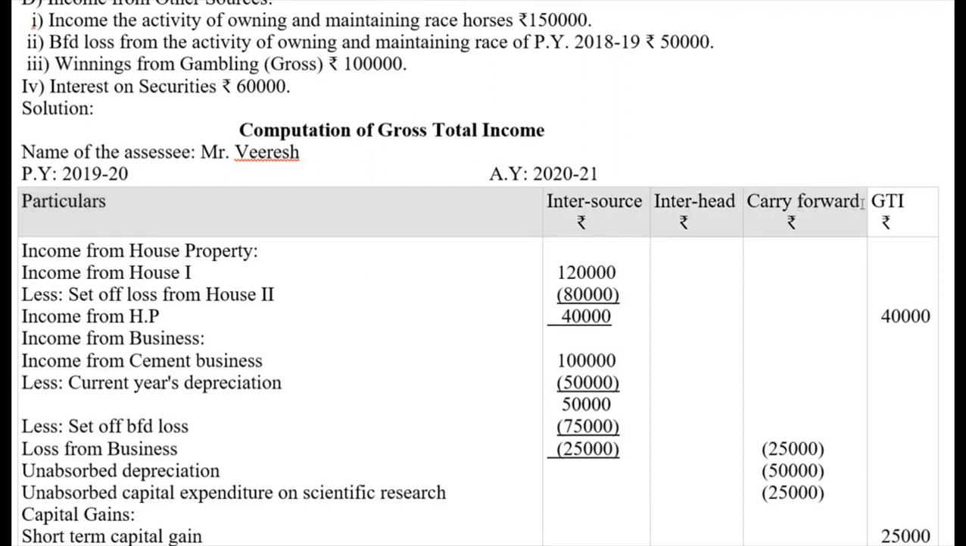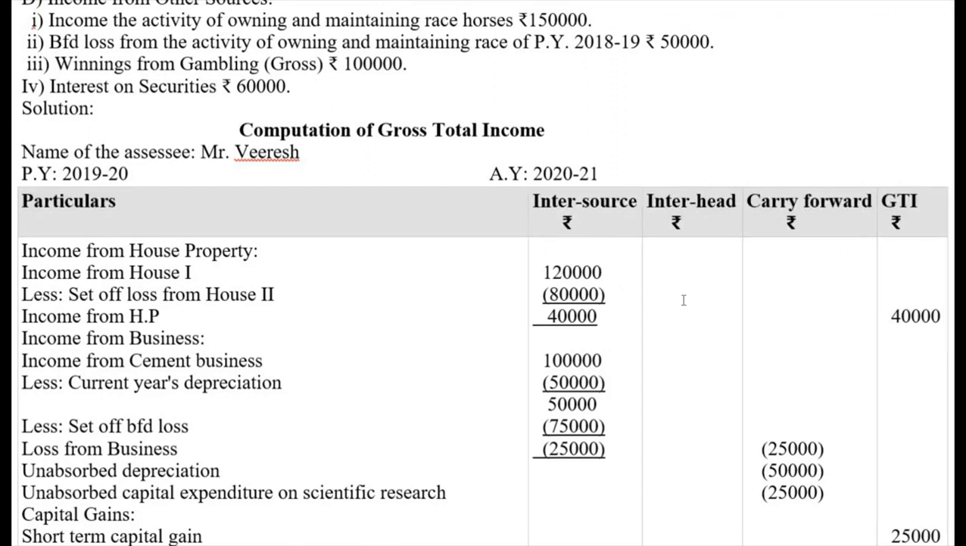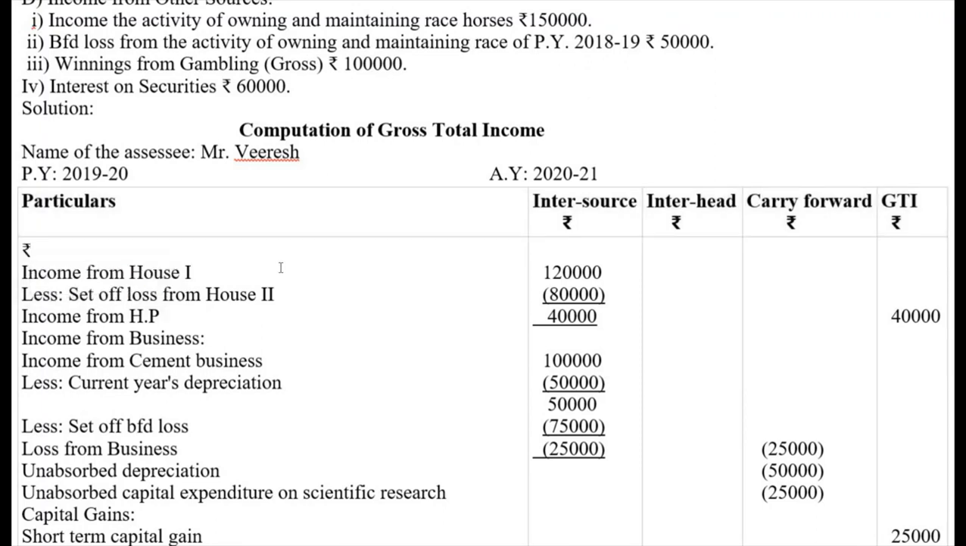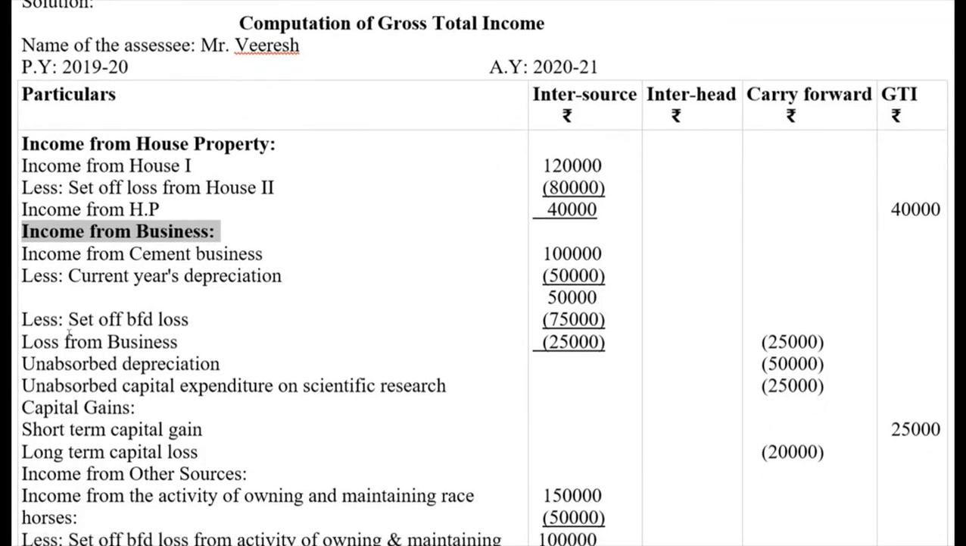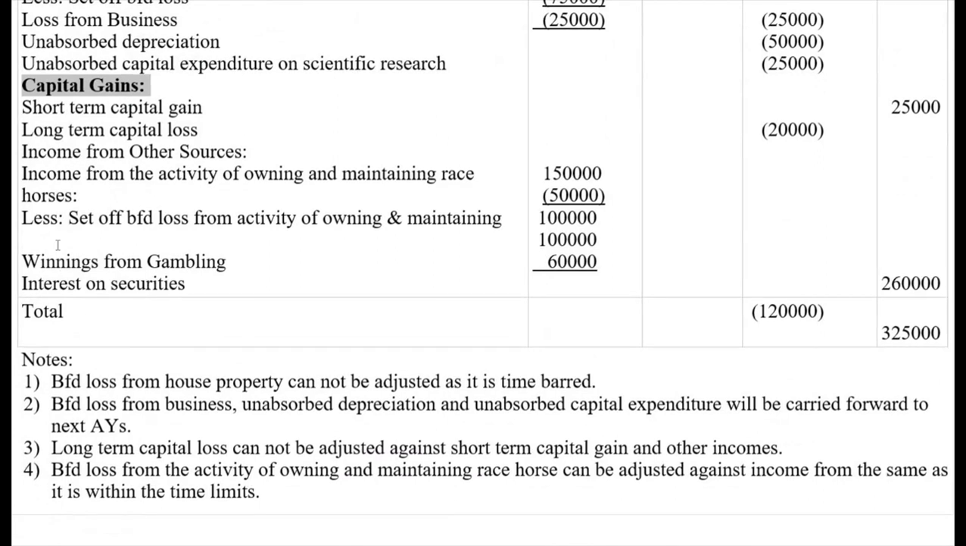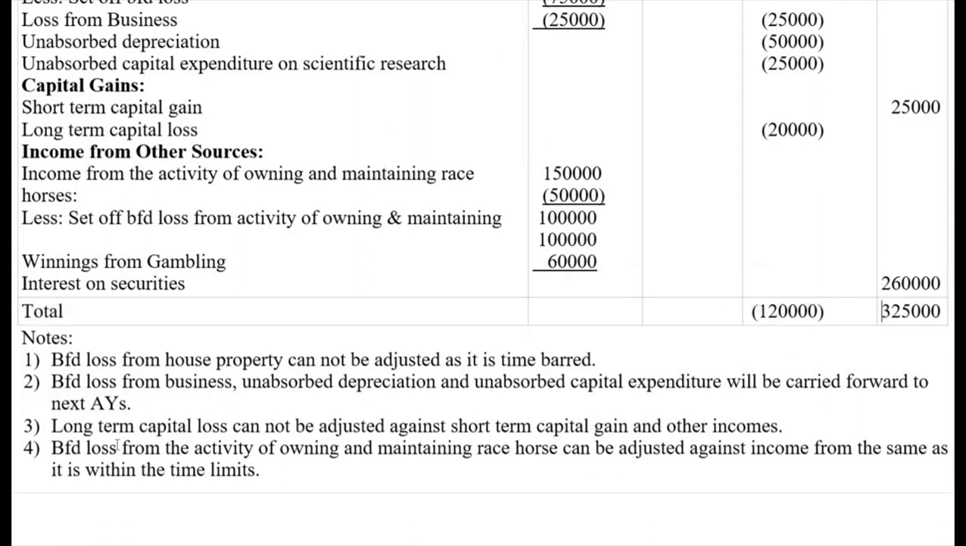So let me just make the bold here. Then the heads of incomes here. Then here it is capital gains, income from other sources, that's the total here. So thank you.